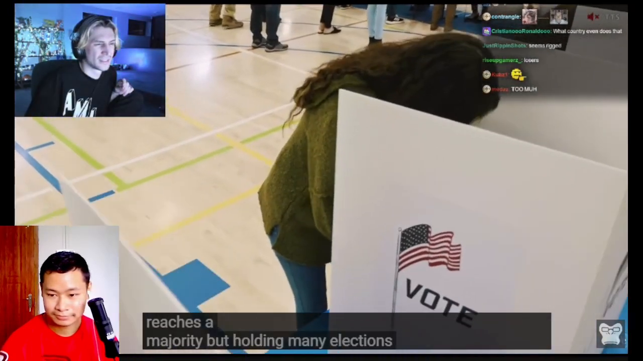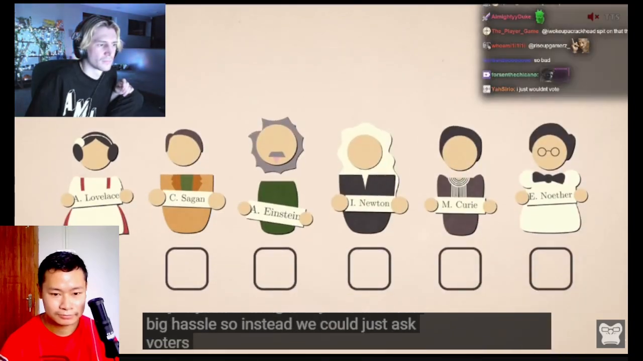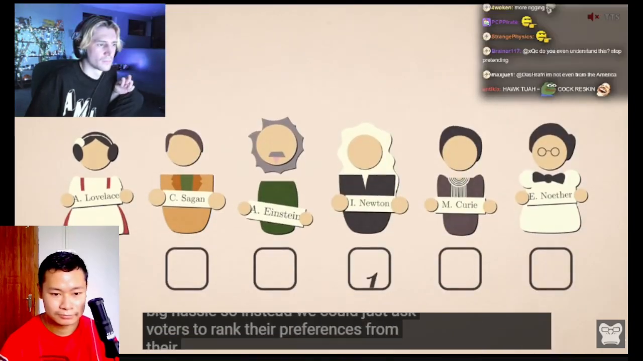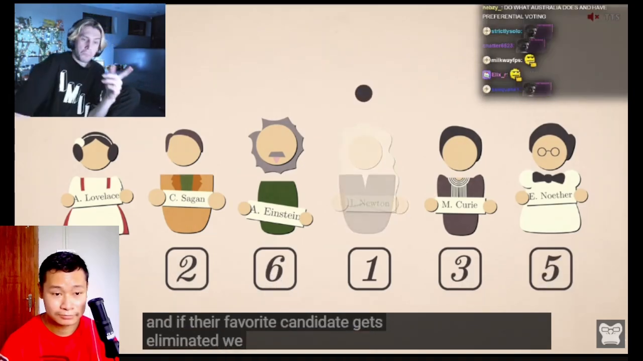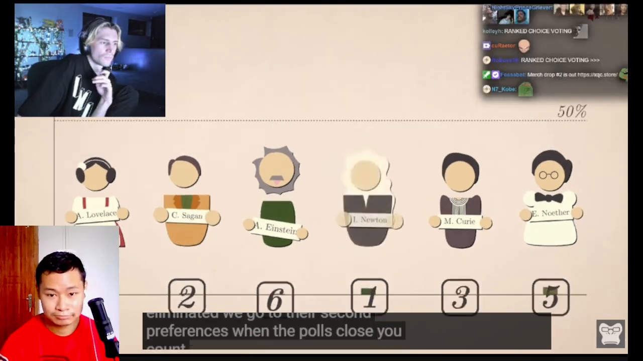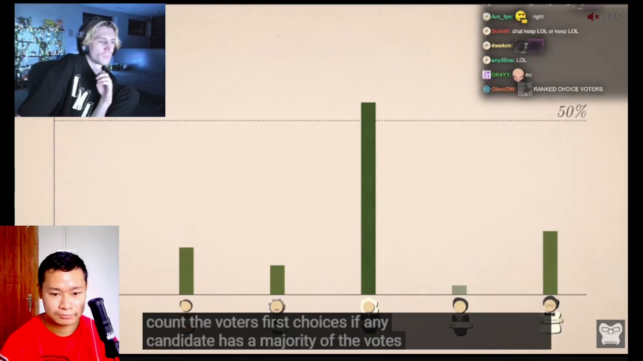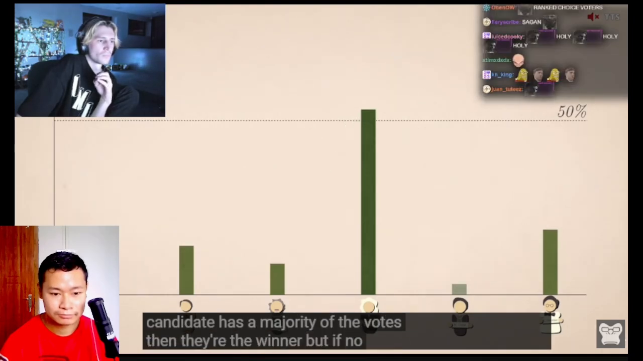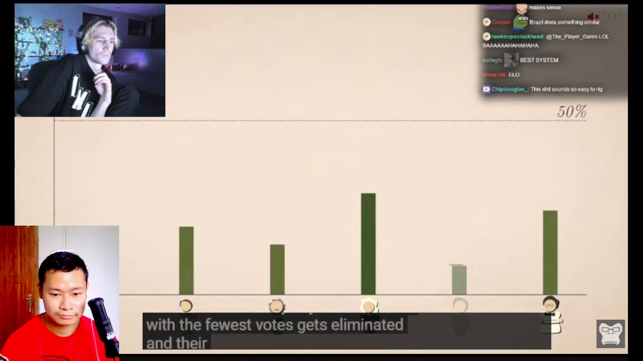Okay. Holding many elections is a big hassle. So instead, we could just ask voters to rank their preferences from their favorite to their least favorite. And if their favorite candidate gets eliminated, we go to their second preferences. When the polls close, you count the voters' first choices. If any candidate has a majority of the votes, then they're the winner.